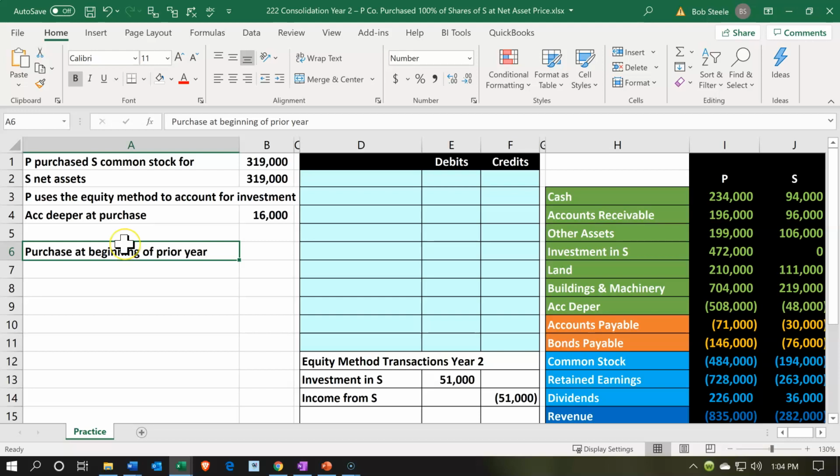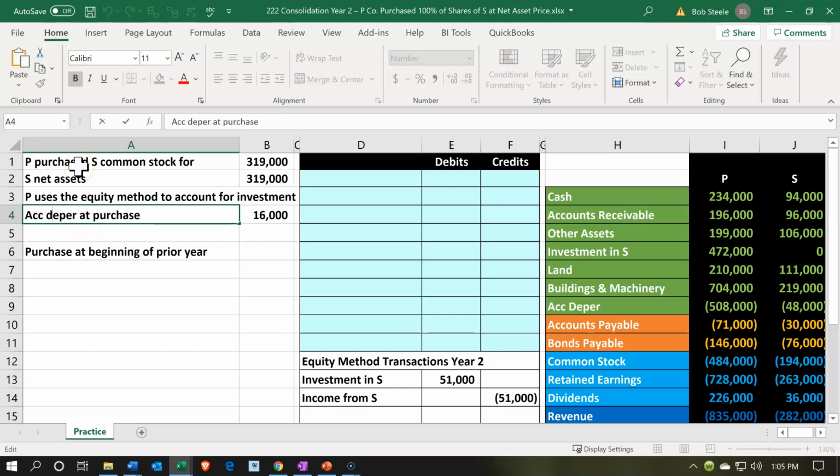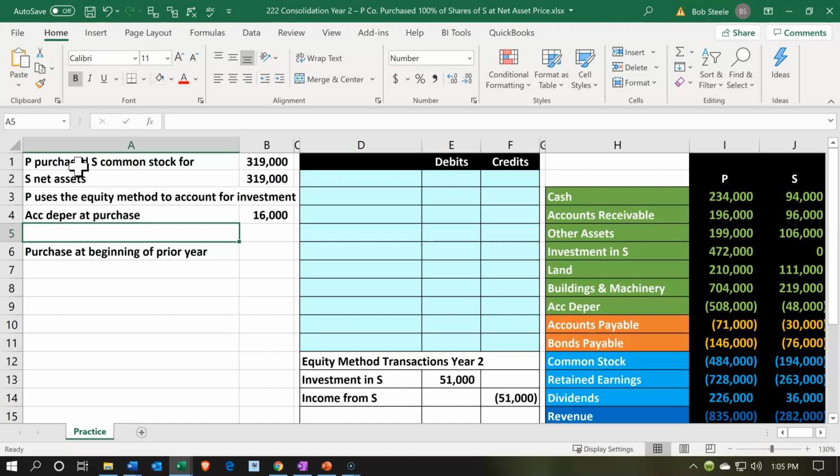So P uses the equity method to account for investments. So in other words, when P has separate books, they record the separate books investment in S using the equity method, which you would think would be appropriate given they have kind of like the controlling interest there. But we also need to consolidate the books. So we're going to have to show them as one company. So now we're going to have to reverse that basically equity transaction. The accumulated depreciation, which is ACC DPRE, I'm going to call it, at the purchase time was $16,000.